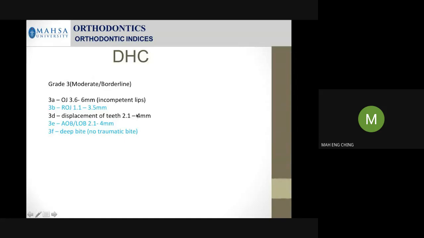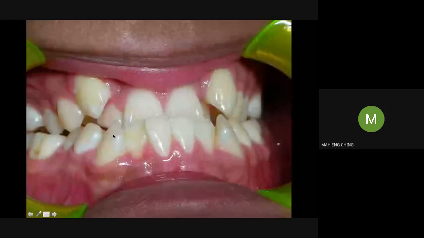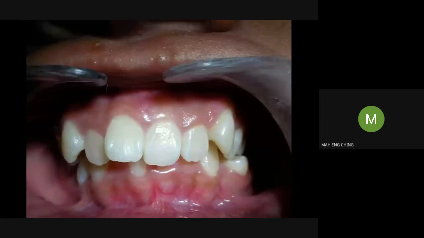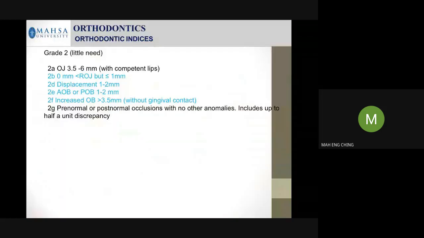Displacement 2 to 4 millimeters, not too severe, becomes 3D. Then we have open bite, lateral open bite. So this one deep bite also, but no traumatic bite. I mean, they're not causing any damage to the gingiva or the teeth. So this one reverse overjet, then they're not too bad. Then this one anterior open bite, not too bad. And then this one deep bite, not causing trauma. So category 2 is very mild, very mild.